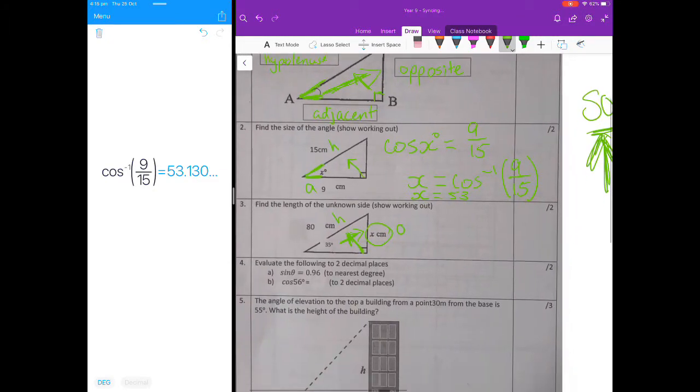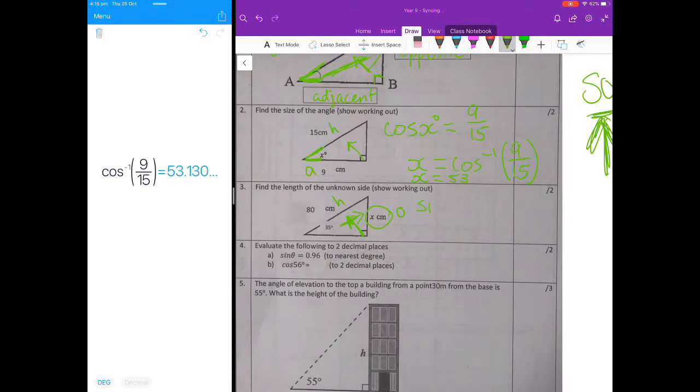Let's chuck everything into the ratio. We've got sine 35 equals x over 80. That's our opposite side over our hypotenuse. And I'm sure we all remember to get rid of that 80 at the bottom, we're going to times both sides by 80 because it's going to cancel out on the right and leave us with just the 80 on the left. Means that we've got 80 times sine 35 equals x.